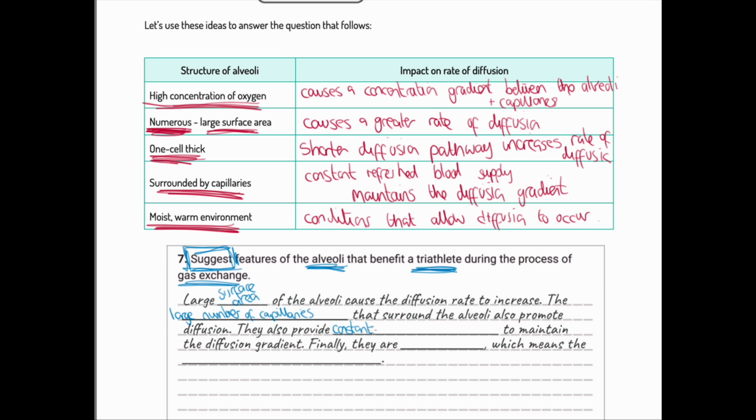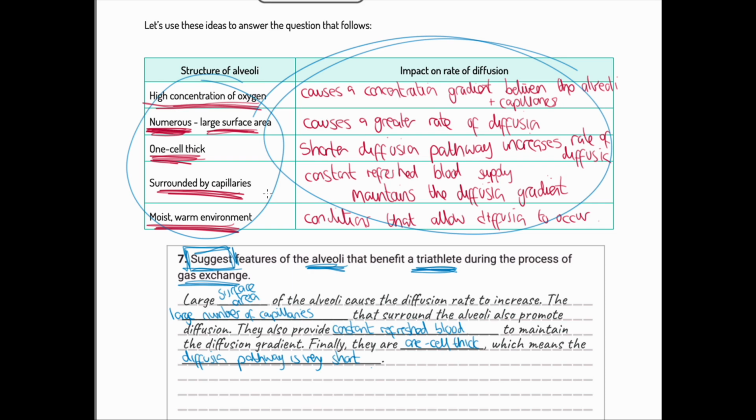You'll notice I'm just taking the different structures here. They also provide that constant refreshed blood. So if you know all this, then you are going to be winning that battle to maintain the diffusion gradient. And then finally, they are 1 cell thick, which means the diffusion pathway is very short. So we've taken the knowledge from above and put it into that question below. If you didn't know any of this, make sure you are reading through it and going through it over and over again.